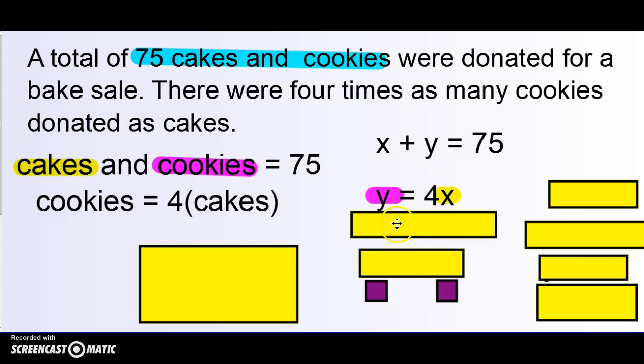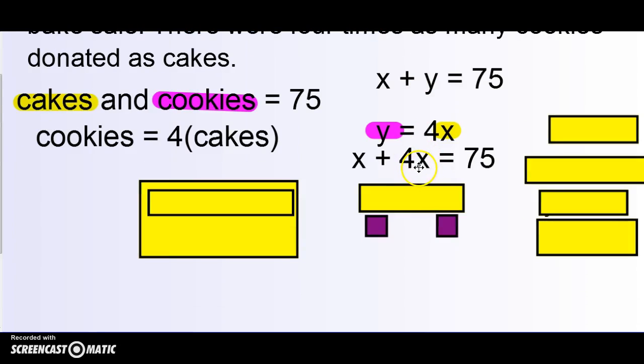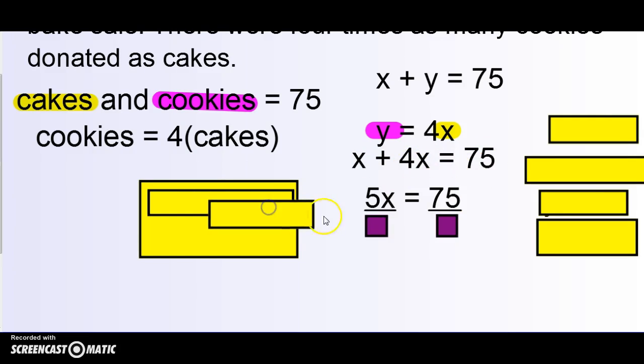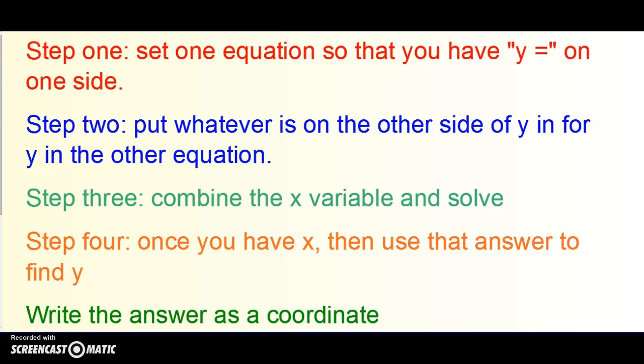So now we can just solve it like we have on the other slides. Substitute that 4x up here for y, because we know that y is 4x. So we can just substitute that right here. And so we have x plus 4x is 75. That's 5x. Divide by 5 to get x alone. Whoops. Sometimes this is a little glitchy. Sorry about that.